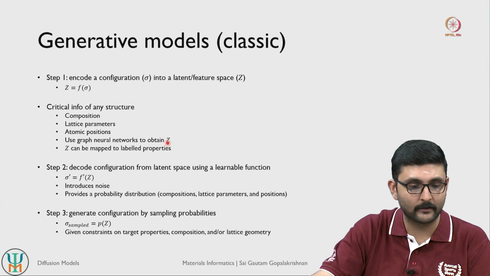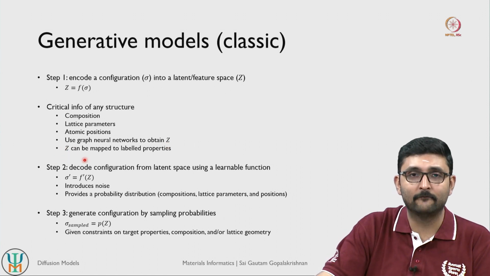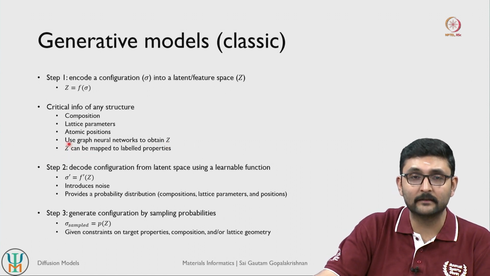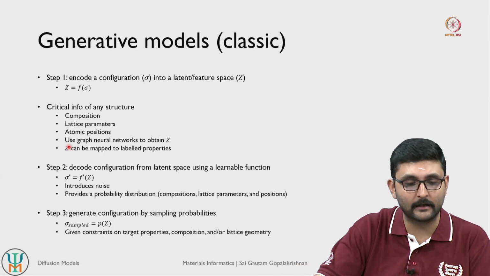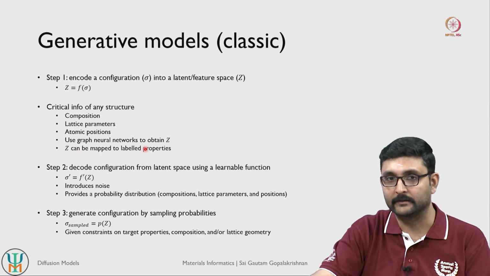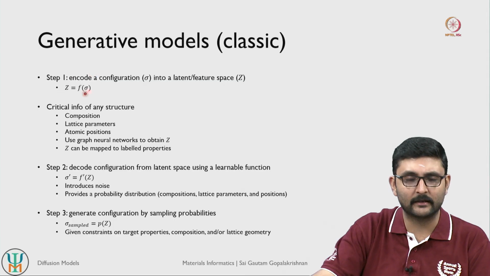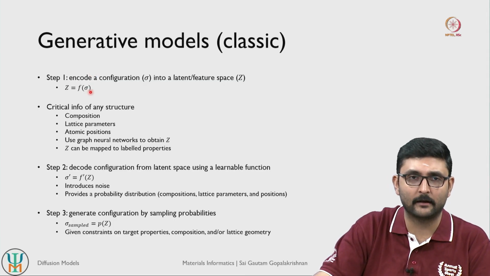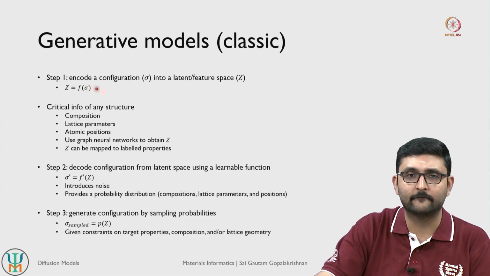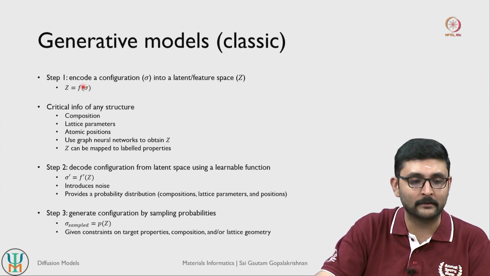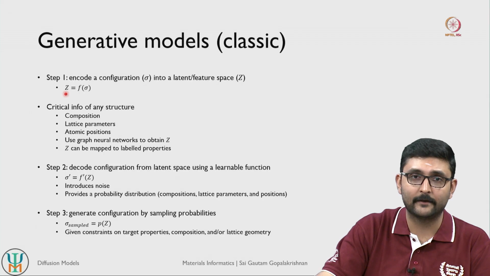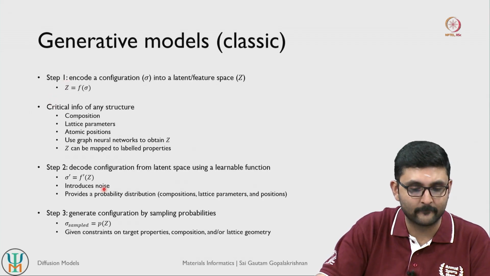That set of embeddings is your representation of your structure in your latent space, right. Once you have latent space representations or embeddings for several different structures, you can then map those embeddings to different properties. So step one is what we would like to do: map a given configuration, a given structure for example, into a latent space, an embedding space, and this embedding space can then be mapped to properties.